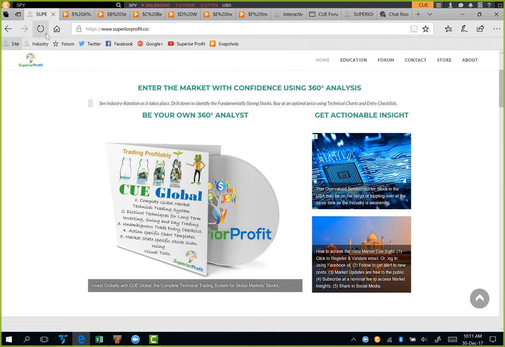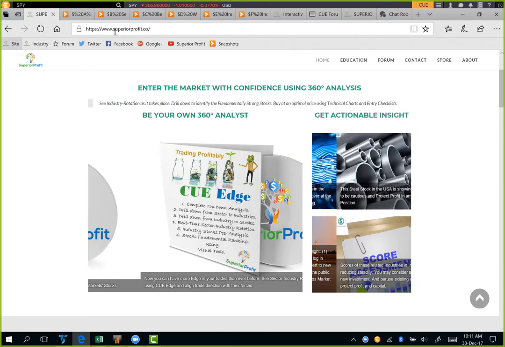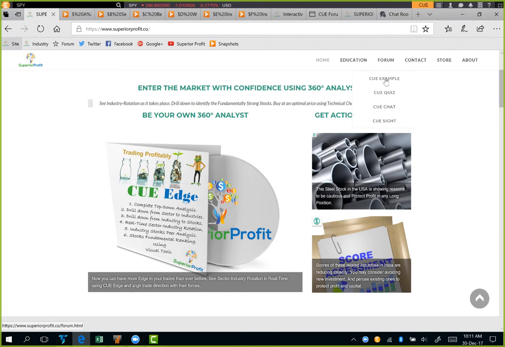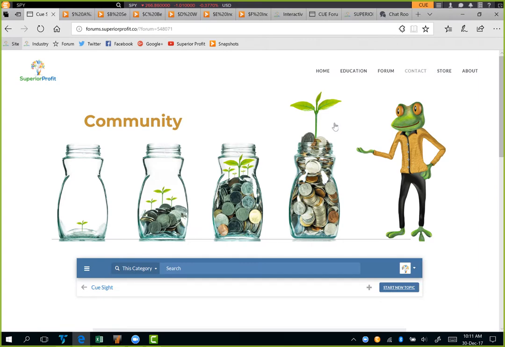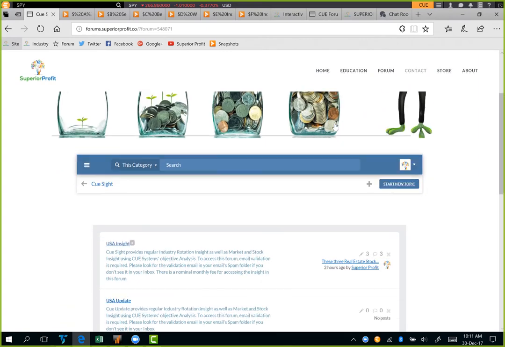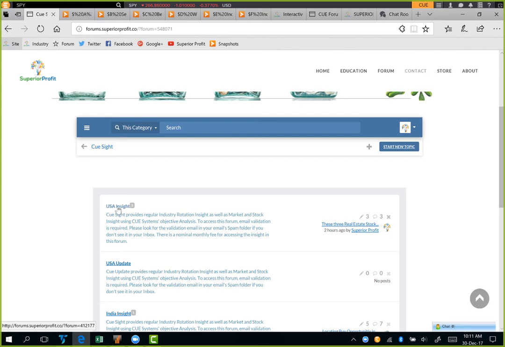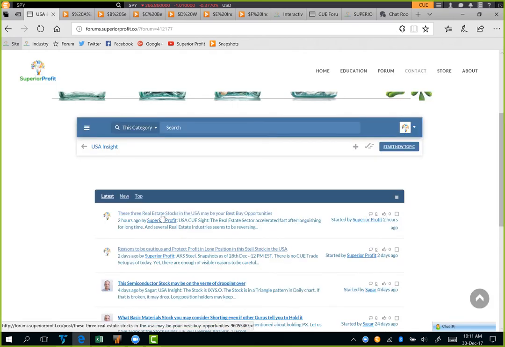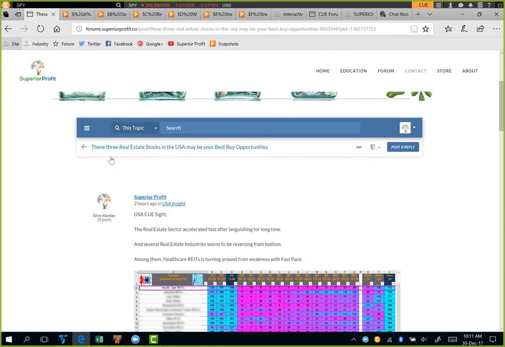For accessing QSite, we can go to our homepage, superiorprofit.co, go to forum and QSite, where we share ideas using Q 360 degrees analysis. If we go to the USA Insight forum, today we shared this idea. These three real estate stocks in the USA may be your best buy opportunities.